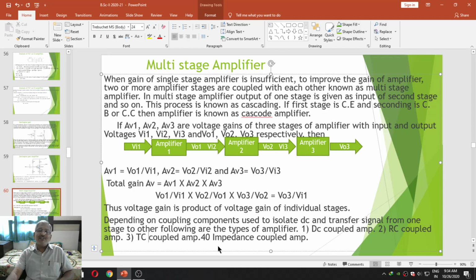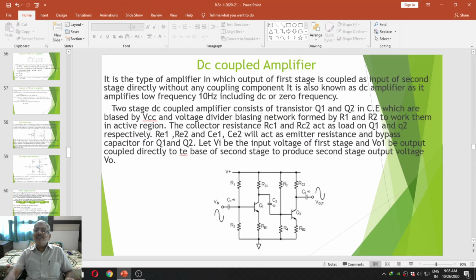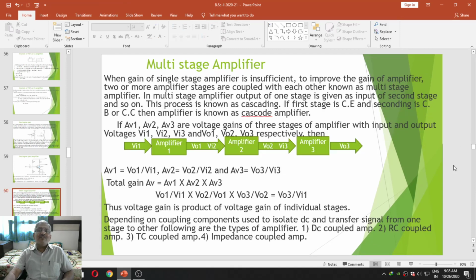Thus, there are three types of multi-stage amplifiers. One is a DC coupled amplifier, second one is RC coupled amplifier, third one is TC, that is transformer coupled amplifier. And last one, most probably one can consider it as a fourth one, that is the impedance coupled amplifier. If inductance is used to couple output of one stage with the input of second stage, then it may sometimes be referred to as impedance coupled amplifier. So this is how one can get the multi-stage amplifier.